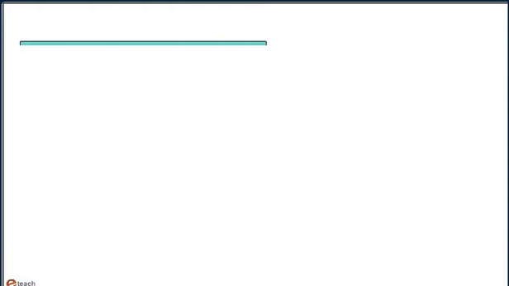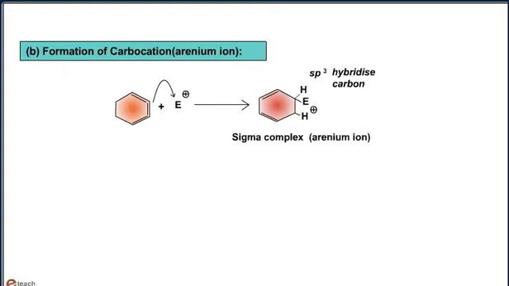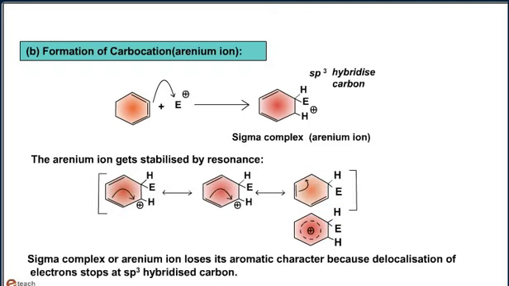The second step is formation of carbocation, that is arenium ion. Consider the reaction C6H6 plus E+ gives C6H6E+. The arenium ion gets stabilized by resonance. Sigma complex or arenium ion loses its aromatic character because delocalization of electrons stops at sp3 hybridized carbon.